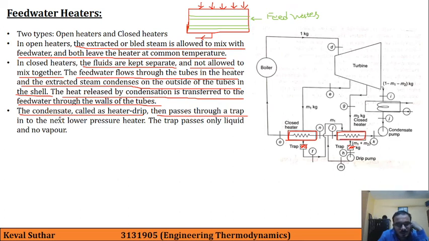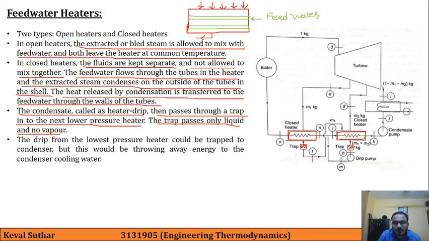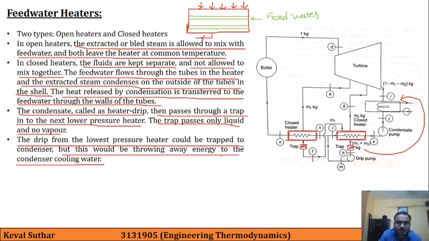Okay, so this is passing through the trap to the next lower pressure heater, that is over here. The trap passes only liquid and no vapor. So after exiting through this trap, we will have only water. The drip from the lowest pressure heater can be trapped into the condenser, that is, we can take this into the condenser here. But this would be throwing away the energy to the condenser cooling water.